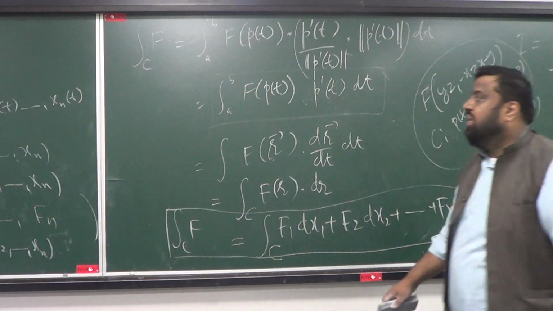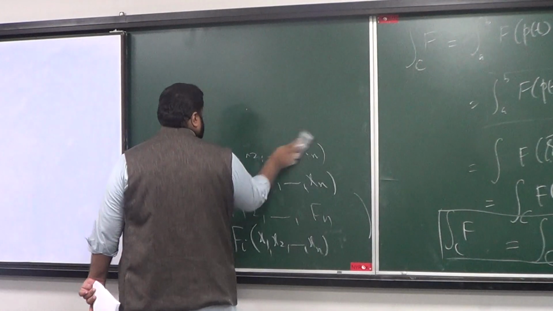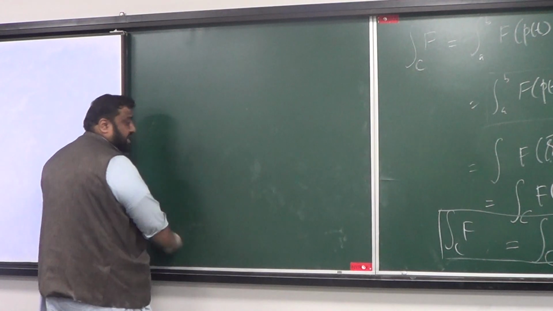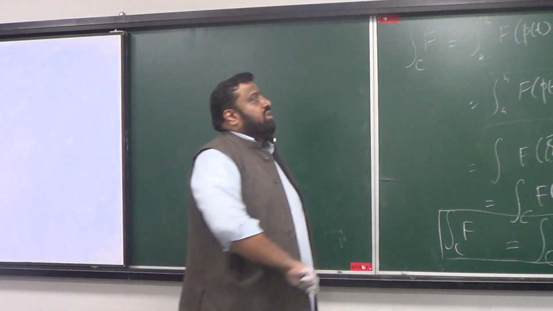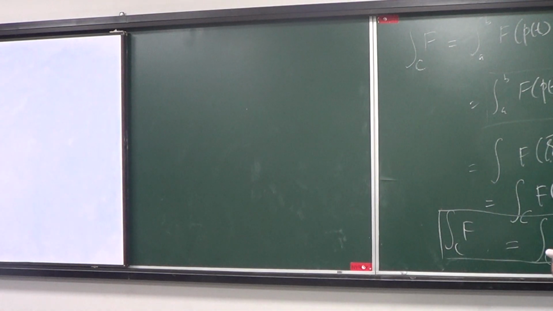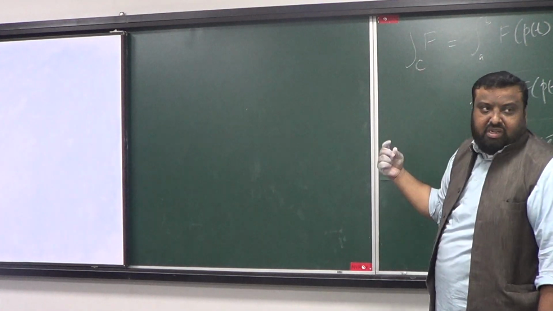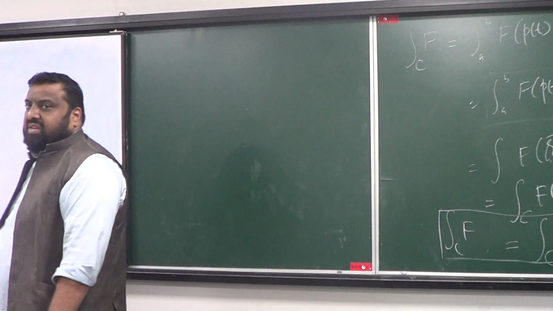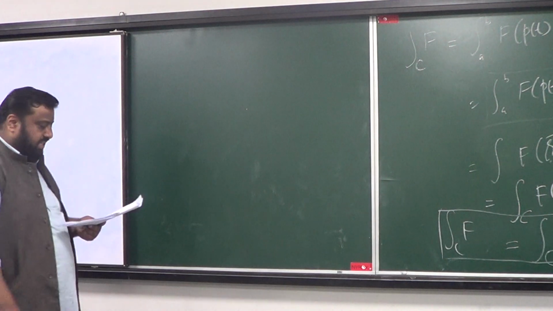Now we're going to talk about special kinds of vector fields. You have vector fields, but there are some special kinds of vector fields for which solving the line integral is even simpler. If you have a general vector field, you integrate in this manner. But for some special vector fields, you can have even simpler tricks of computing the integrals actually.